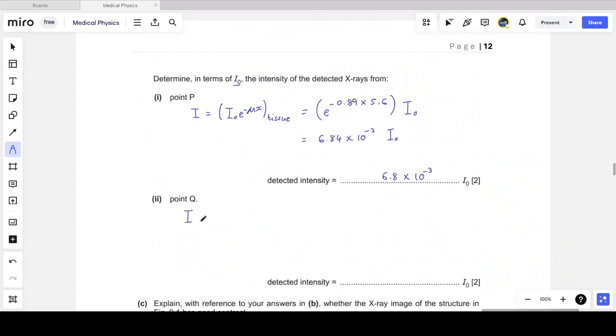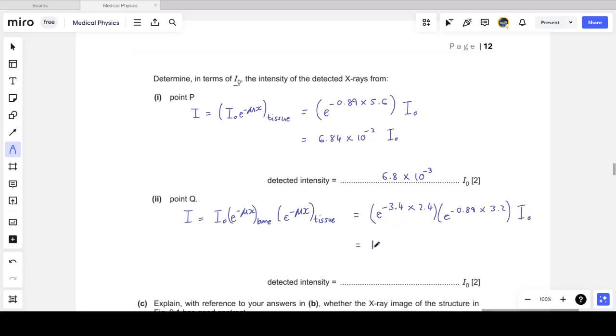And so I can simply say I is I0 e to the minus mu x for bone, where x is the total distance traveled in bone, times e to the minus mu x for tissue, the total distance traveled in the soft tissue. And now I can just put my values in. So this is e to the minus, and again I can leave everything in centimeters, 3.4 times 2.4, multiplied by e to the minus 0.89 times 3.2, all multiplied by I0.